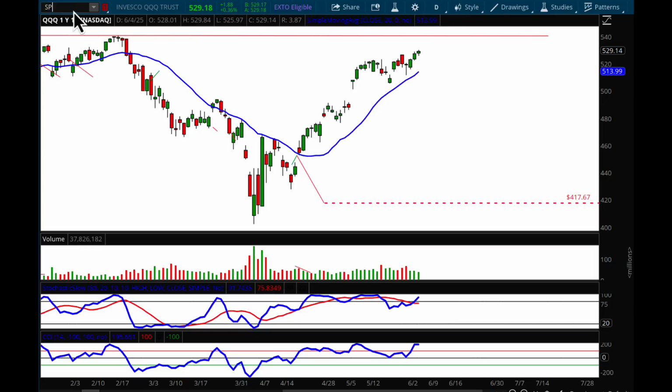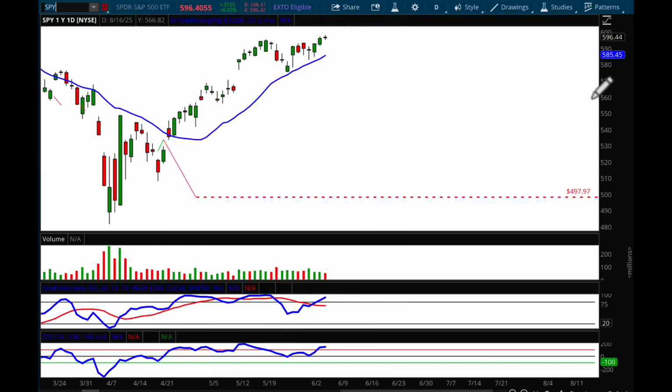Moving on to SPY right here. You can see, again, another very small spinning top, almost no body, but that is a red candle on a drop in volume right there. CCI showing a negative divergence. Stochastic showing a negative divergence. You've got the hinge on the CCI. We're coming into the final 8 seconds here. Downside target is 497.97 for SPY. And there you have it. The markets are officially closed on this Wednesday, June 4th.